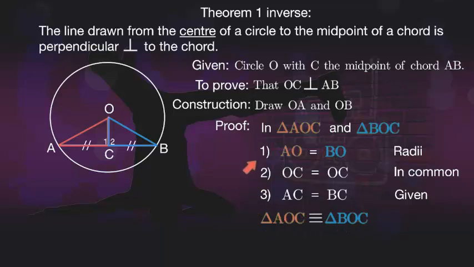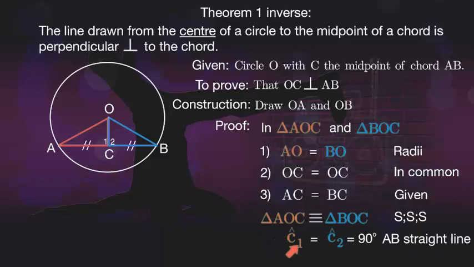Now as you can see, all three these reasons are the three sides of both these triangles. So all three sides in the red triangle is the same length as all three the sides in the blue triangle. So our reason will be side, side, side. There we go. And now we can write angle C1 is equal to angle C2. It's going to be equal to 90 degrees. Now why is that? Because AB is a straight line. Now when this red triangle is the same as the blue triangle, we know that these two angles will be 90 because AB is a straight line. And therefore OC is perpendicular to AB. And there we just proved it.